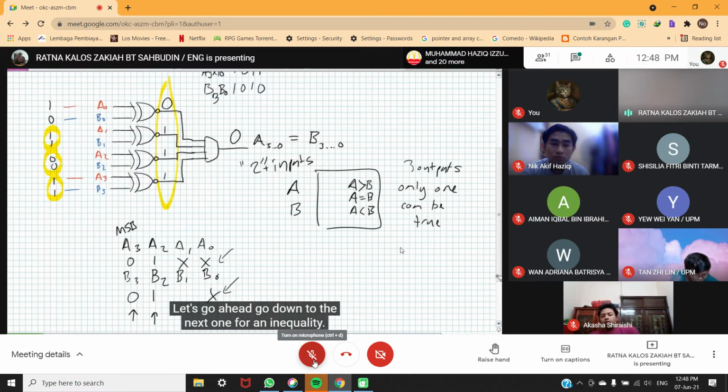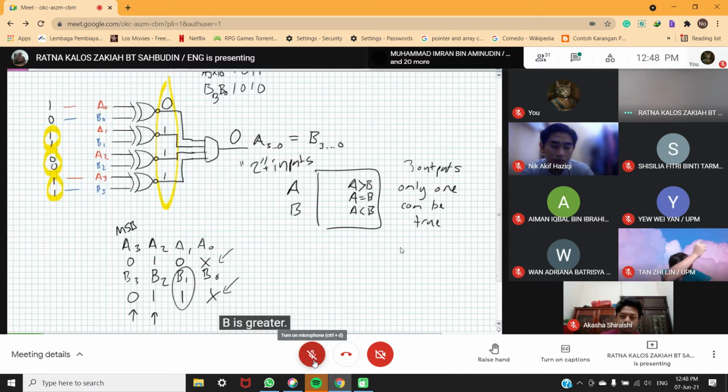Let's go ahead and go down to the next one for an inequality. Which one is greater now, regardless of the value of A0? It's pretty obvious. B is greater. So it sounds like there's going to be a relationship that's forming.